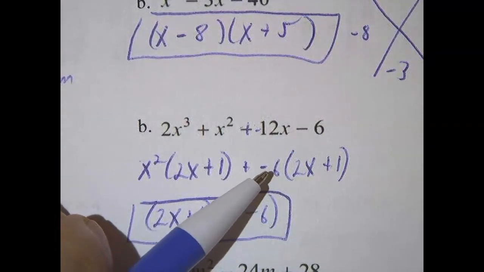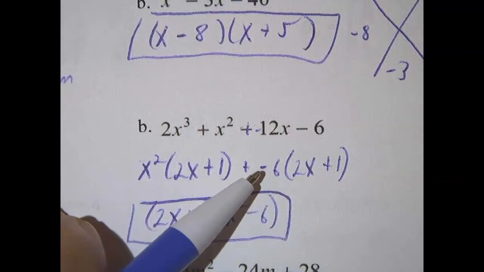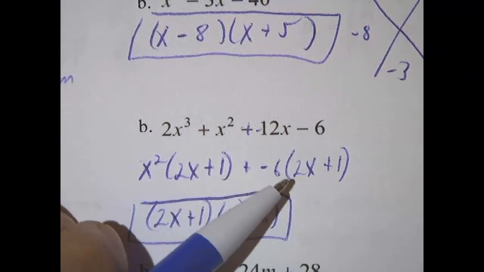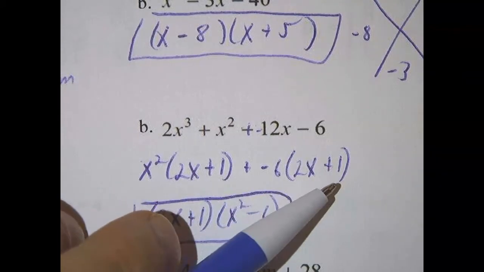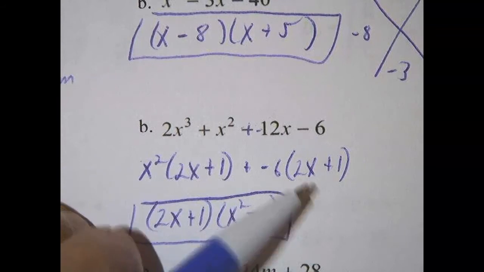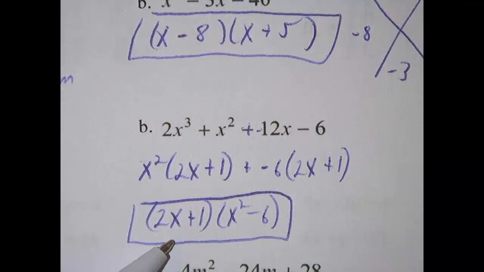I end up with 2x plus 1, because if I multiply negative 6 by what to get negative 12x, I come up with 2x. Multiply it by what to get negative 6, I come up with 1. And that's the same factor for both of these. Came out in front. And then x squared minus x squared plus negative 6, which is x squared minus 6, is left over inside.